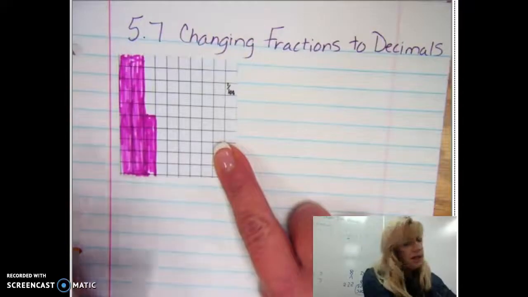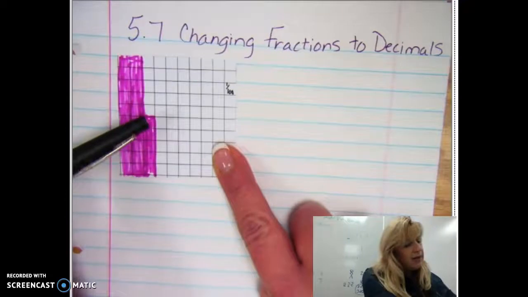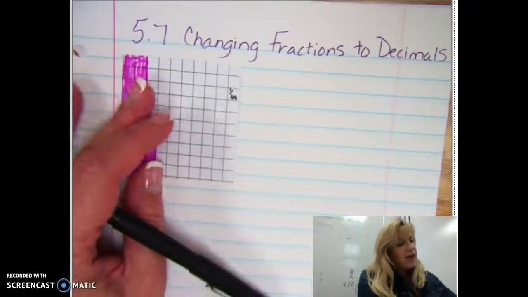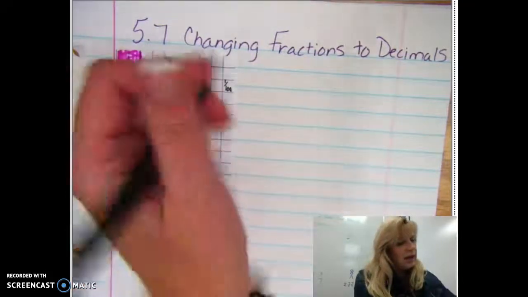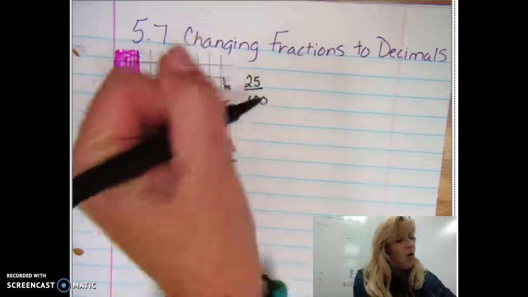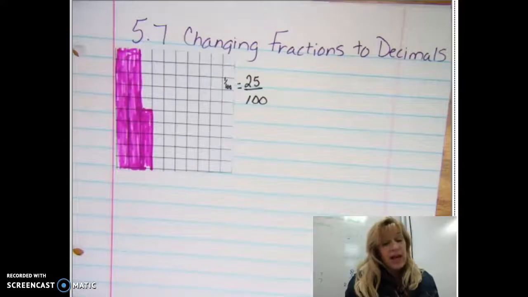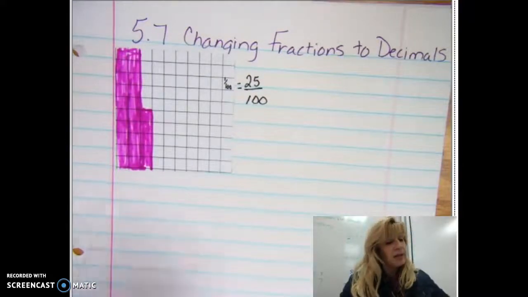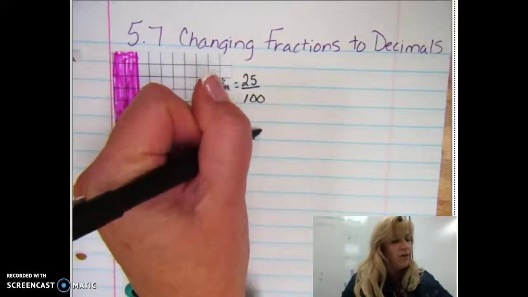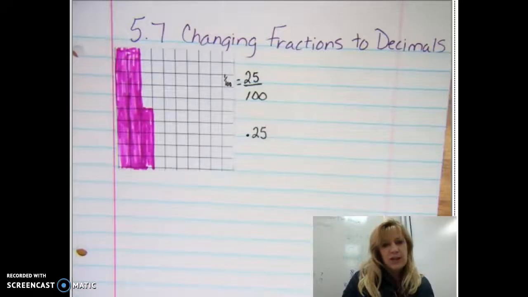Each of those pieces. So I know that this is 10, this is 20, and this is 1, 2, 3, 4, 5. So they're 25 hundredths, or 25 1/100ths. Remember our decimals, 25 hundredths can also be written as 0.25. We read both of these as 25 1/100ths.